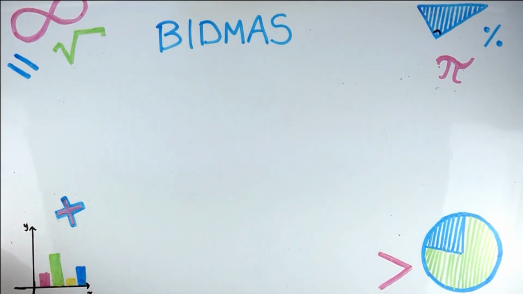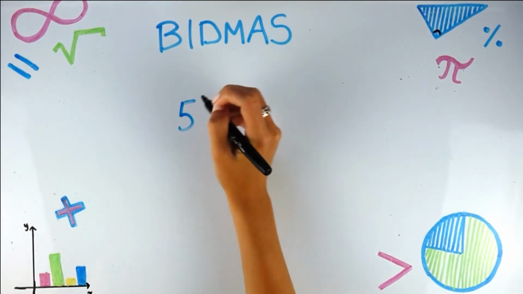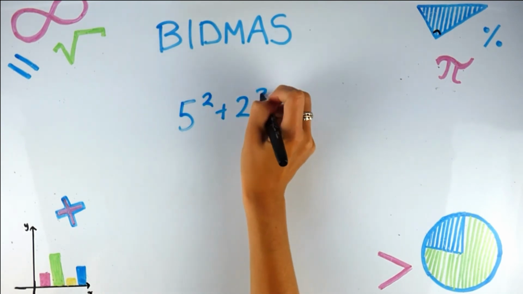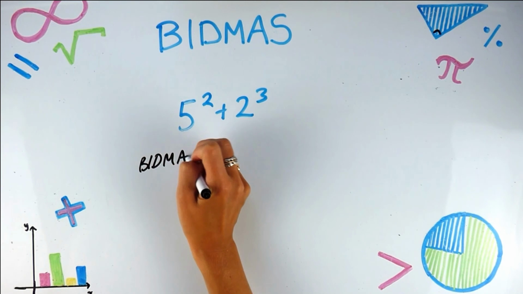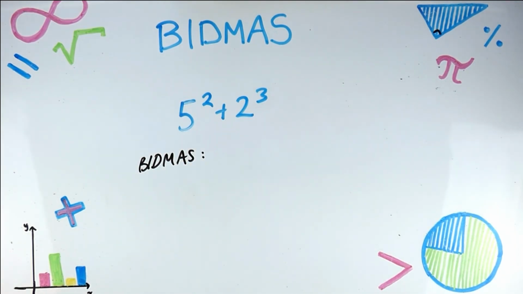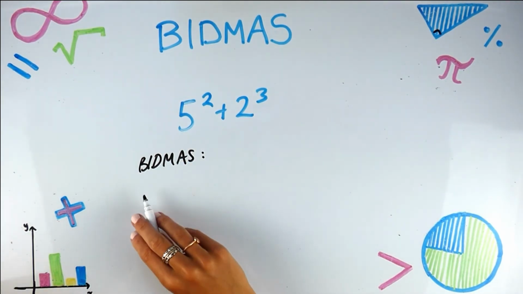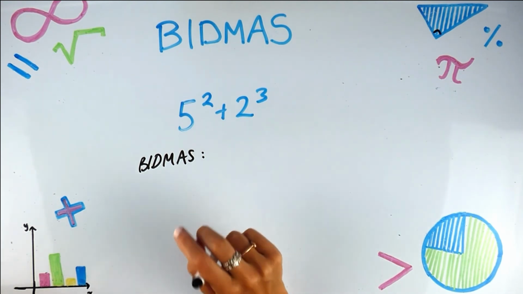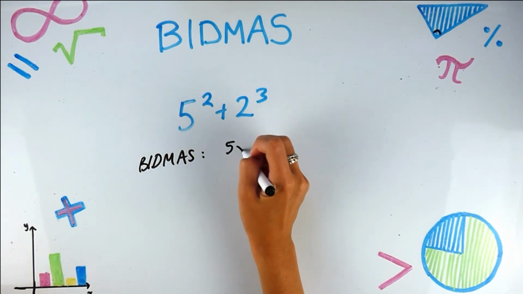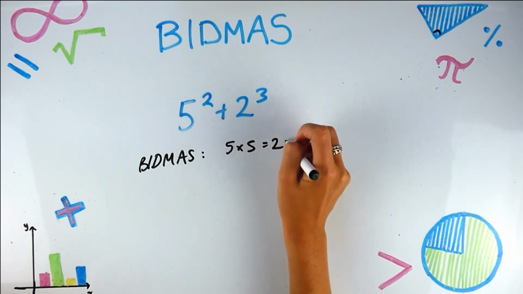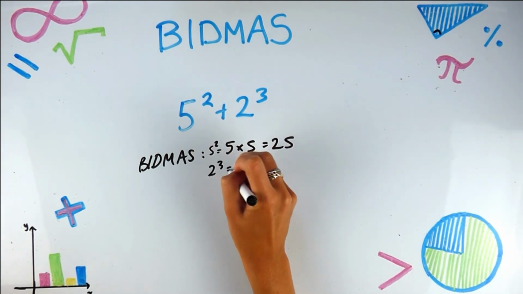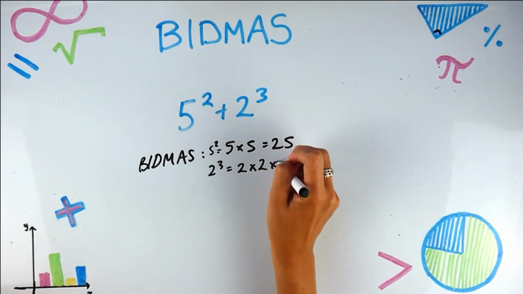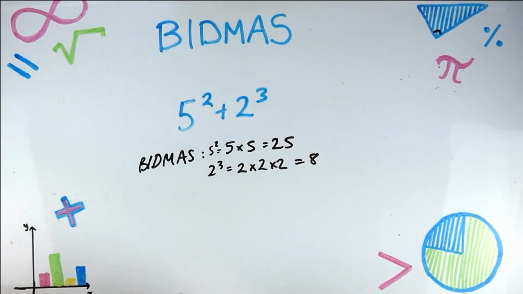Let's do one final one. 5 squared plus 2 cubed. Which part do I do first? The first thing I do is write BIDMAS because I asked myself that question. Brackets no, indices yes, we've got two sets of indices, let's do them. 5 squared, 5 times 5 equals 25. 2 cubed is 2 multiplied by itself three times, which is 8.